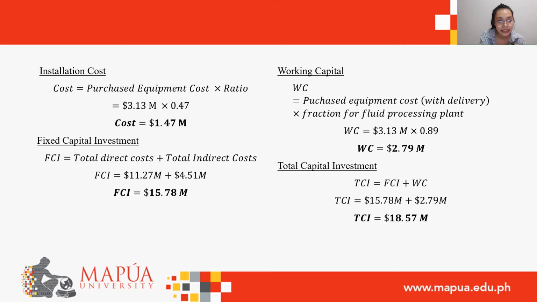Lastly, for the TCI, that is simply the sum of the two values prior. That is $15.78 million plus $2.79 million. That gives us $18.57 million.